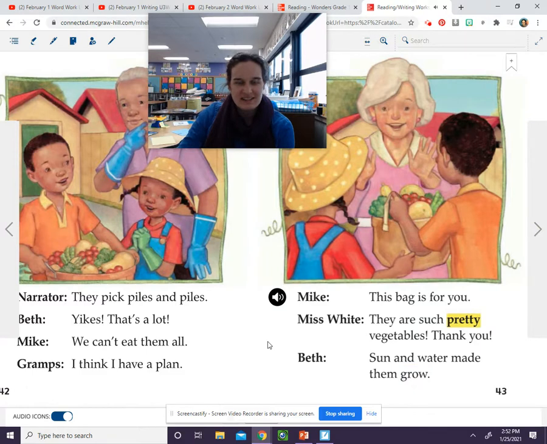So what happened last in the story? Is it sun and water made them grow? No, we already said the plants grew. What did the family do last?